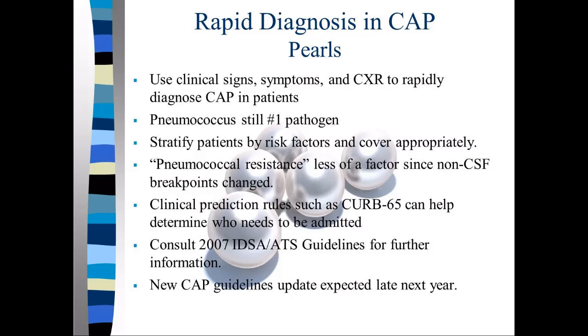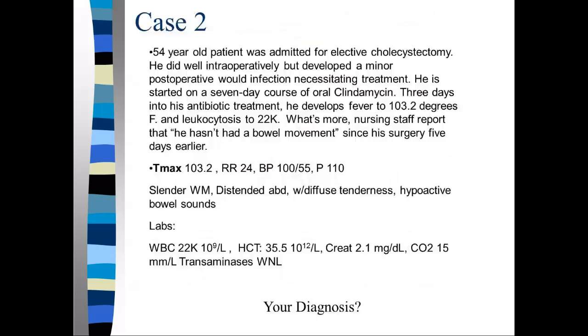So here are my pearls for the rapid diagnosis of community-acquired pneumonia. Again, utilize clinical signs, symptoms, and a chest x-ray. Remember that pneumococcus is still number one. Stratify patients by risk factors and cover appropriately. Utilize clinical prediction rules like the CURB-65, and consult with the guidelines for further information. And remember, we may have some new CAP guidelines late next year. Now, of course, it's early this year, so that means it could be 2 years from now. So look for those to be released.